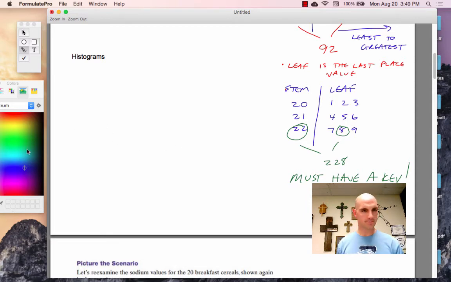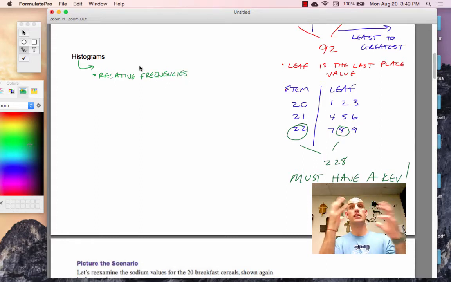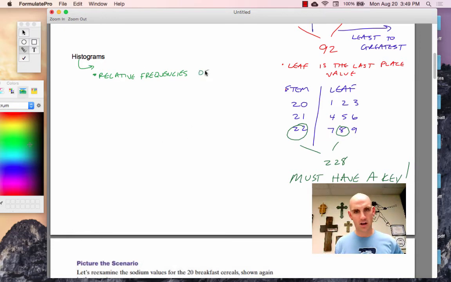Okay, histograms. In a histogram, I've got my relative frequencies. Meaning compared to everything else, all of the data, my relative frequencies would say I've got 5% of my data falls into this category. 5% of my data falls in this bin, right? Relative frequencies of quantitative data.